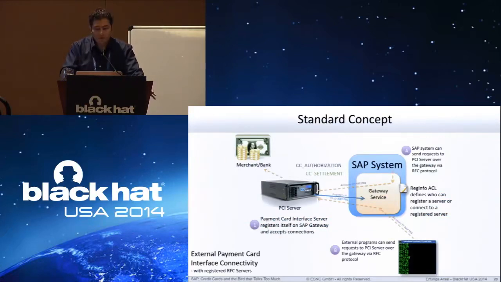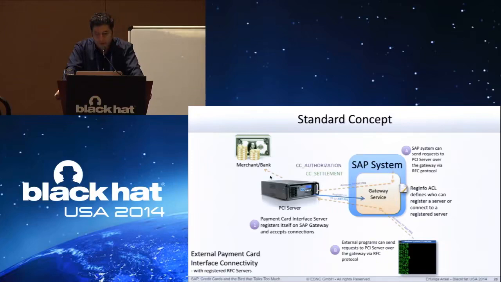So in this concept, the SAP system is running a gateway service. And there is the PCI payment card server, which is connecting the SAP system to the merchant or the bank. So the PCI server registers its service on the SAP system and says, hey, I am able to process payment cards. Then SAP applications send this information to the PCI server, and then they get the status, whether the transaction is approved or declined. The external programs also are able to send information to the payment card servers.